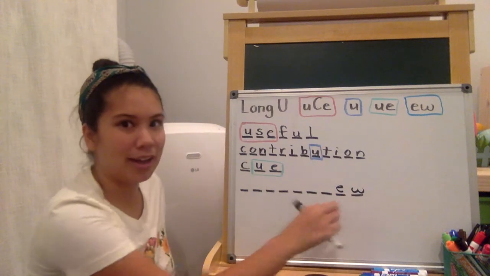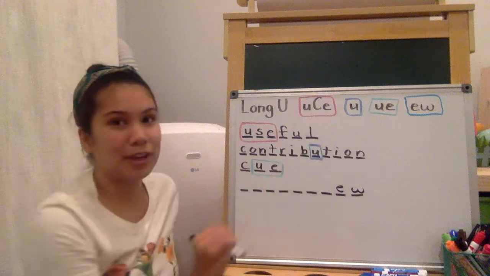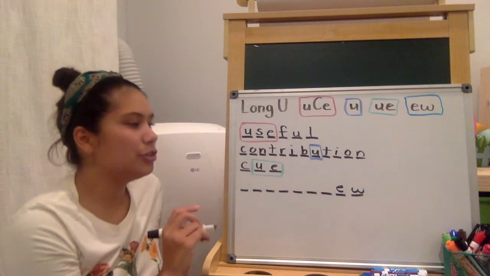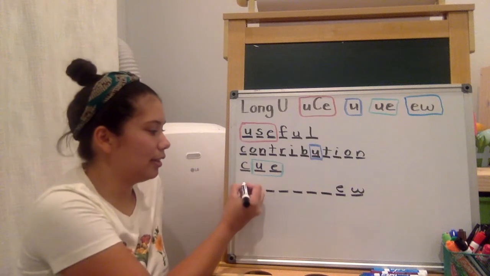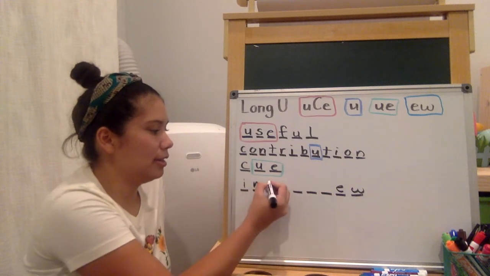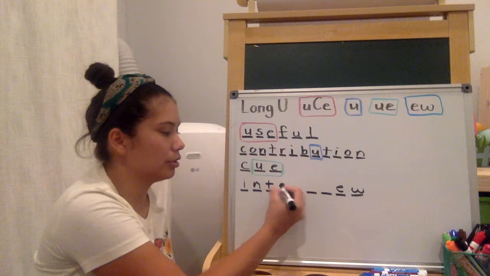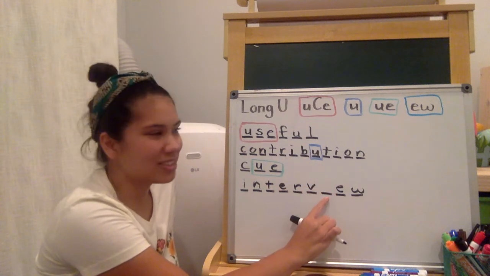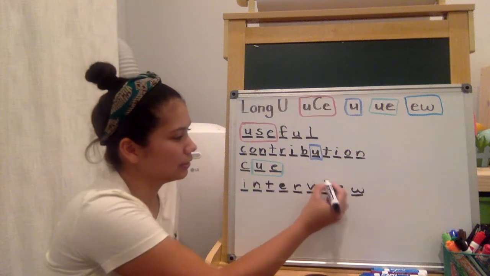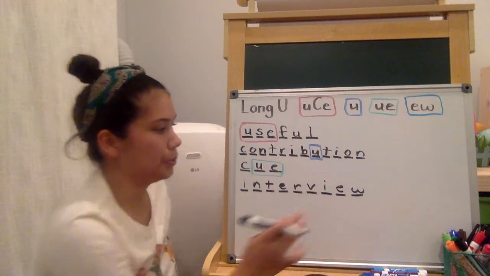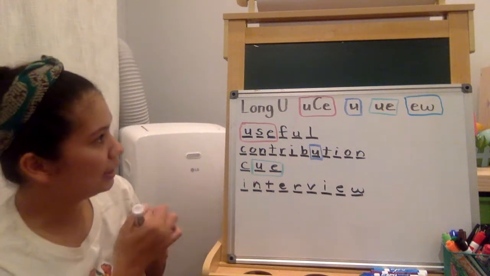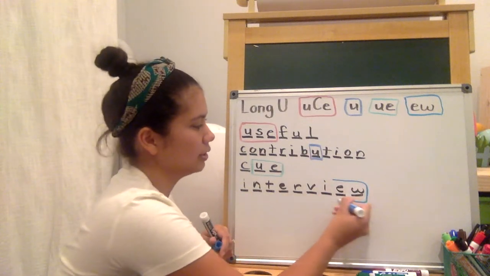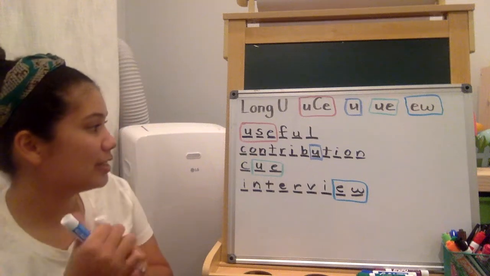If this is all you got, that's great, because then you figured out the long U spelling pattern. Let's sound out the rest. Interview. In. Inter. View. I know this is funky. There's an I right here. Interview. Let's go ahead and box or circle that EW at the end.